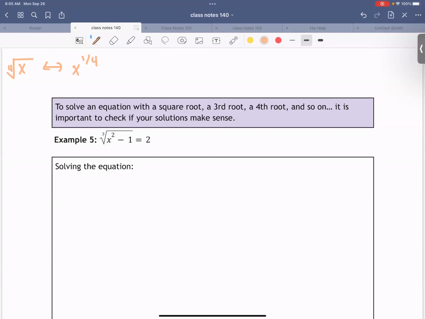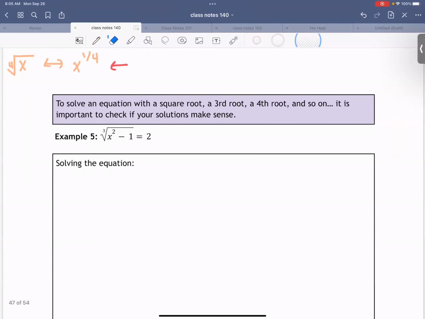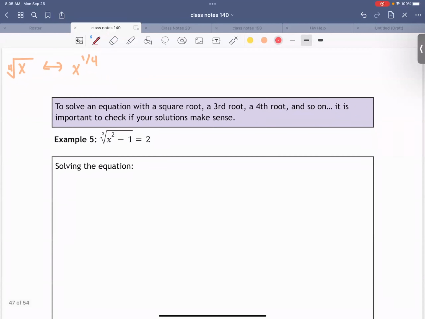So let me talk about one more thing with this example here. If we have x to the 1/4 or the fourth root of x, how do I, you know what, let's just go with the problem. I thought I was going to say something, but I decided against it.